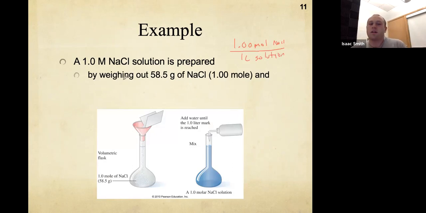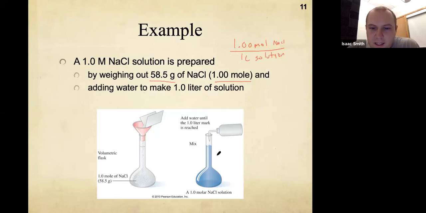So in order to prepare that, you're going to weigh out 1 mole of sodium chloride, which you could convert to grams using the molar mass, and it'd be 58.5 grams. And then you add enough water to get up to the 1 liter mark, right? So it's not 1 liter of water and then you add the sodium chloride. It's 58.5 grams of sodium chloride and then add enough water to get to 1 liter, because this is 1 liter of solution, which means solution includes the water and the sodium chloride.